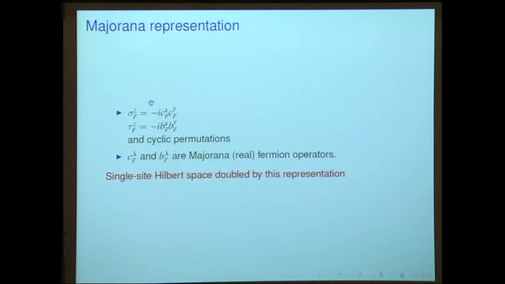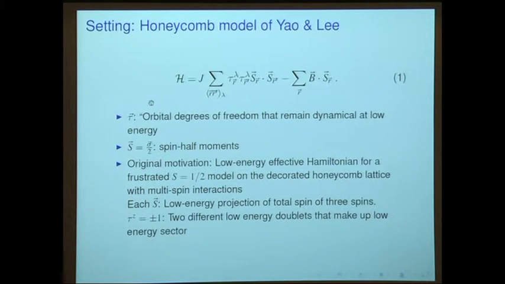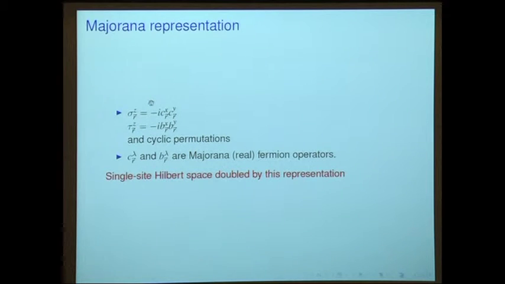And the fermionization that works in this case is not the one that Kitaev made famous in his work. It's not the one with four Majorana fermions representing a single spin half variable. It's this more SU2 invariant, or SU2 covariant, formulation, where you write one of the Pauli matrices as minus i CxCy and cyclic permutations, and the other one as minus i BxBy and cyclic permutations. So this can be written as sigma vector equal to C cross C in some condensed notation. So this is explicitly SU2 invariant, each of these fermionizations.